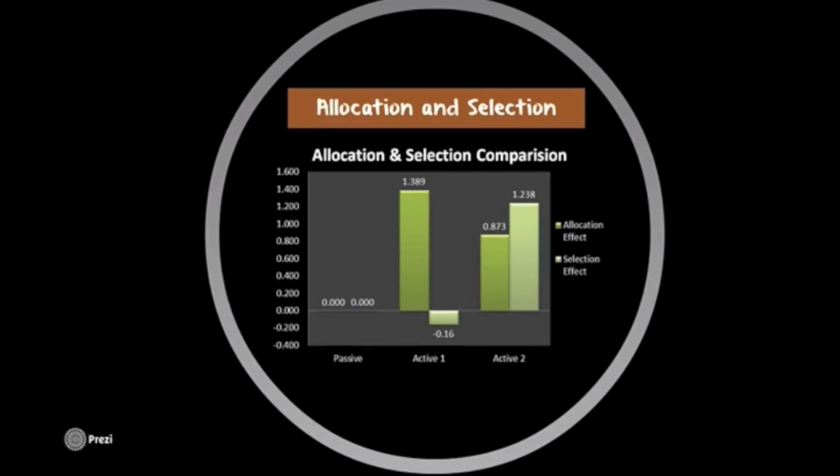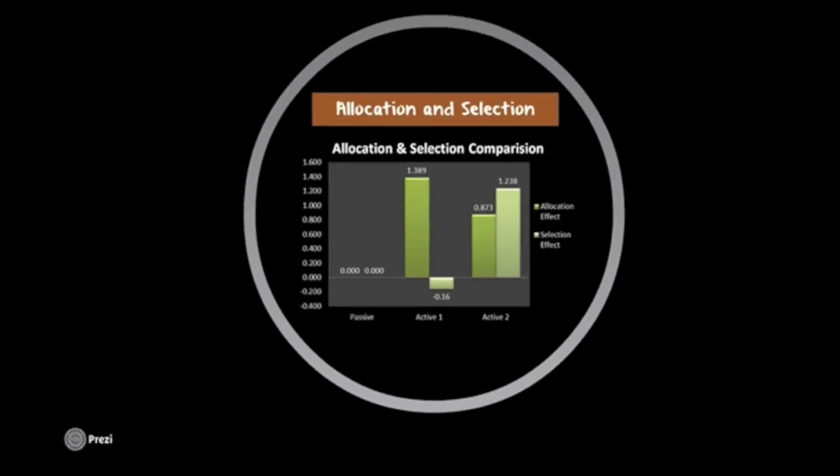Besides that, we need to look at the selection effect, which measures the ability to select good securities related to particular sectors. As we can see in the graph, active one has a negative selection effect, which means we are putting less weight in the securities that perform well than the benchmark. That's why the active one return is lower than the active 2.